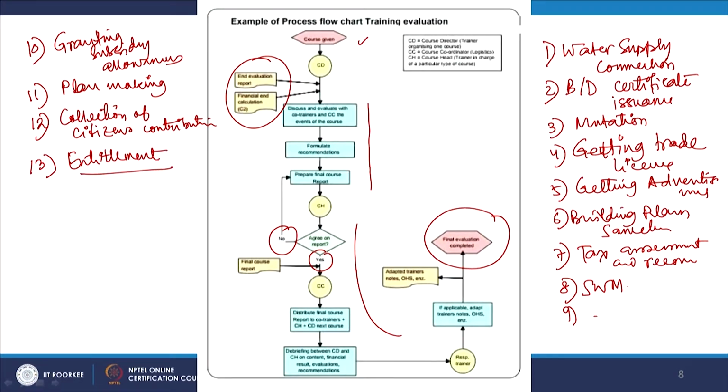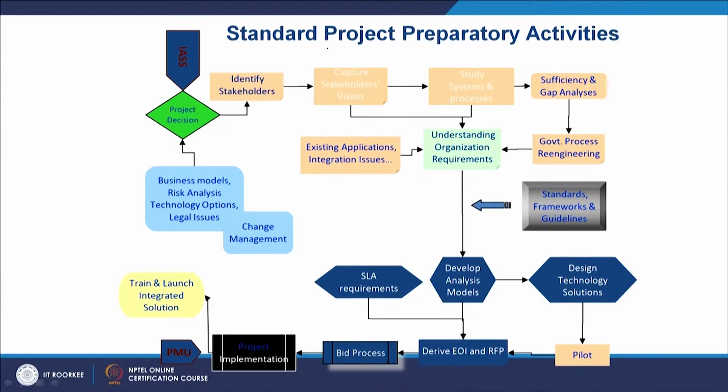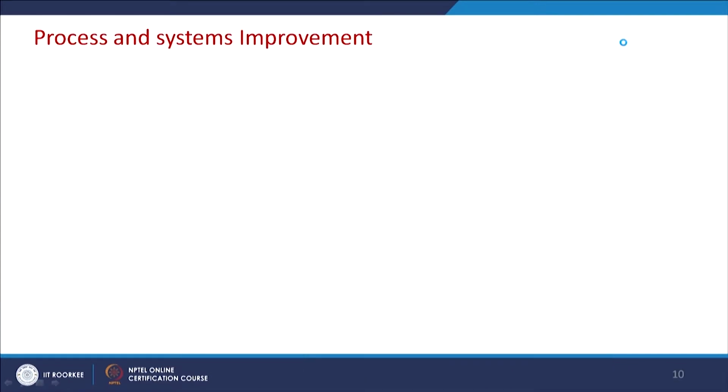So, with this flow chart, you can assess and rationalize whether this flow chart can be reduced to a lesser number of stages, so that you can minimize the time requirement. This is another process flow chart, showing how a project preparation activity takes place. So, there are very many examples, you can see your own examples also.